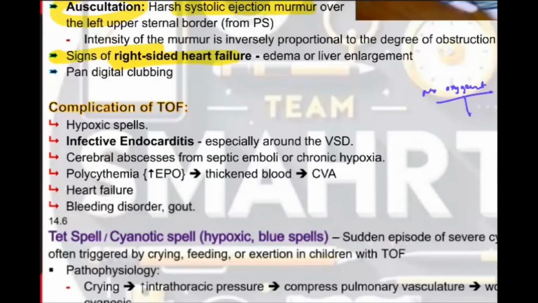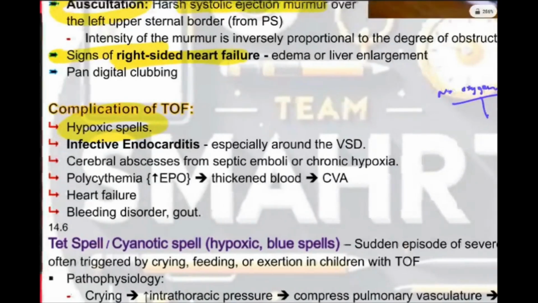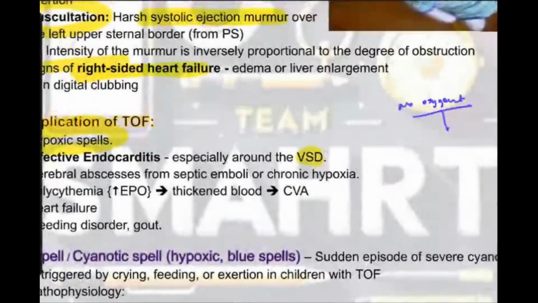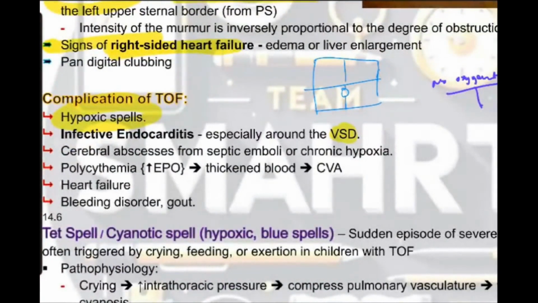Okay, now, if you don't treat, what will happen? Hypoxic spells can occur. We'll talk about what is a hypoxic spell, but see, hypoxic spells, then infective endocarditis, especially around the VSD, the septal defect was there, no? In this case, between the ventricles, there was a septal defect. So this septal defect will act as a petri dish for the bacteremia. So that will cause infective endocarditis. We'll talk about this also.